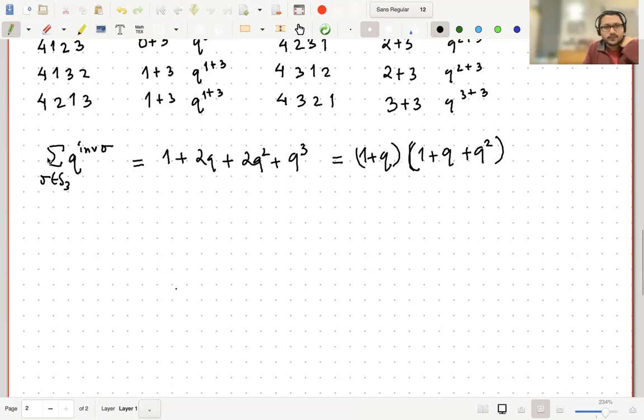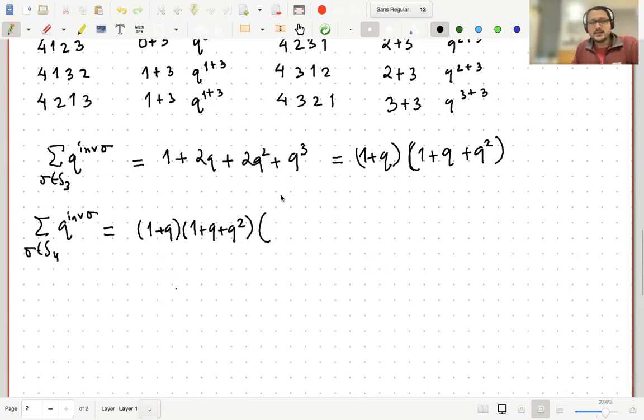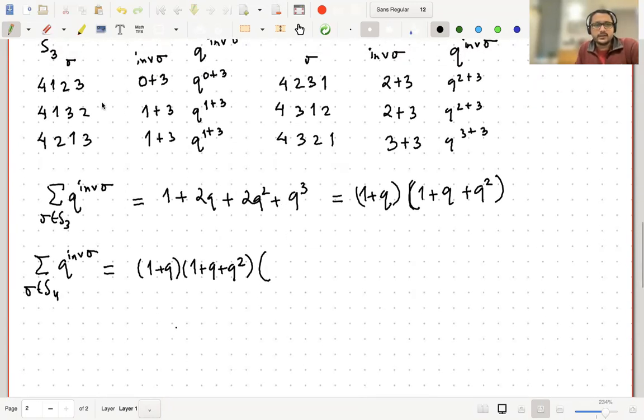Okay. So from the above discussion, if we just do this, then this polynomial will remain the same. So we have 1 plus q times 1 plus q squared. Now, if I insert the 4 in the first position, then I am going to multiply each of these weights by q raised to the power 3. So I need a q raised to the power 3.